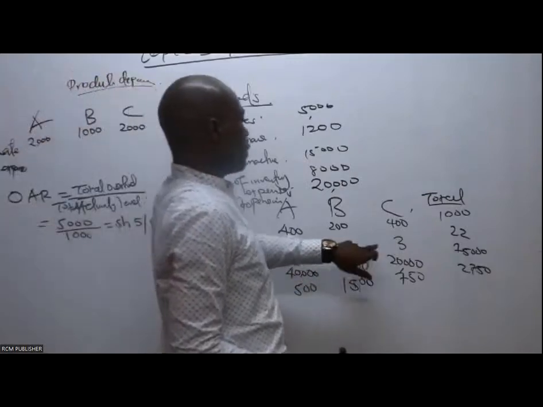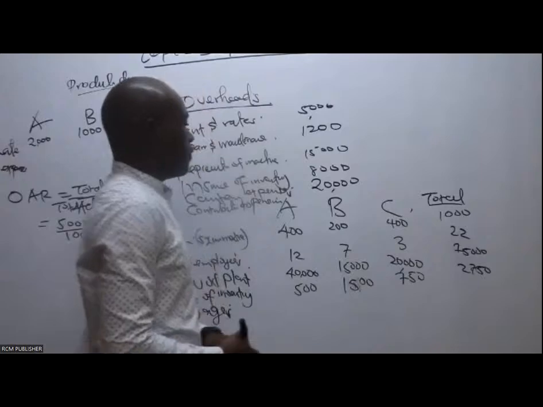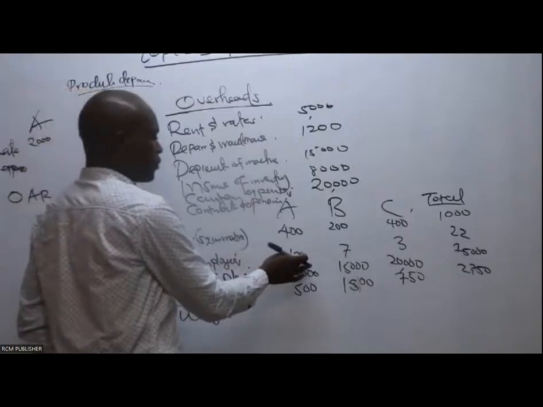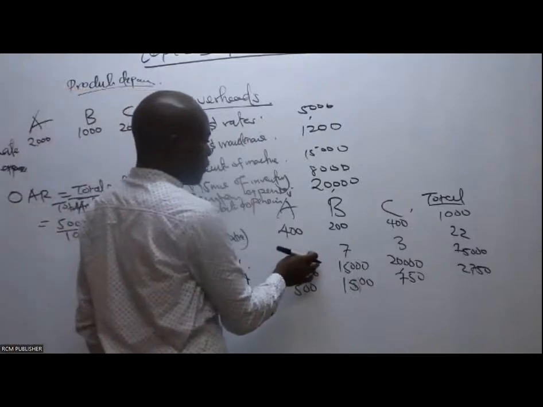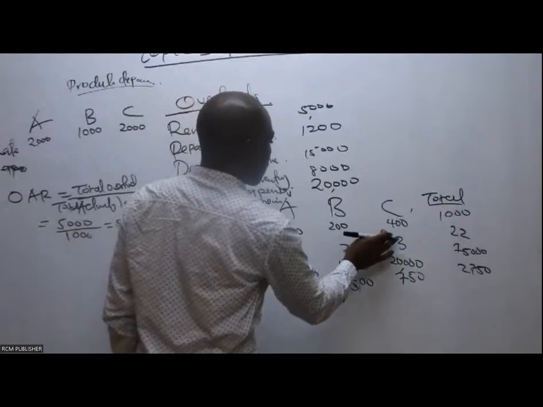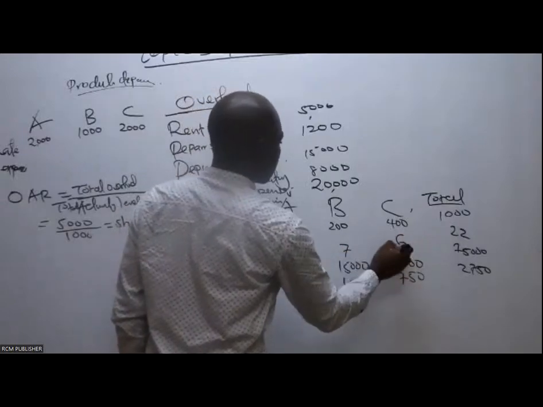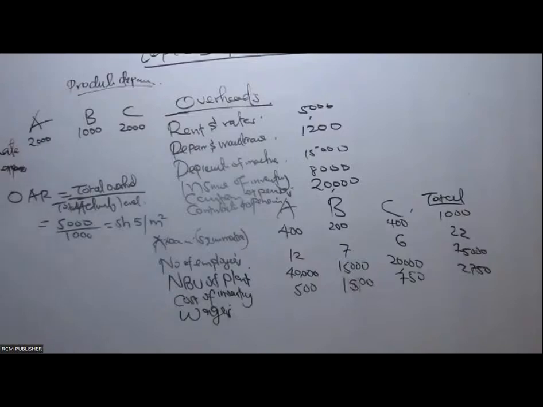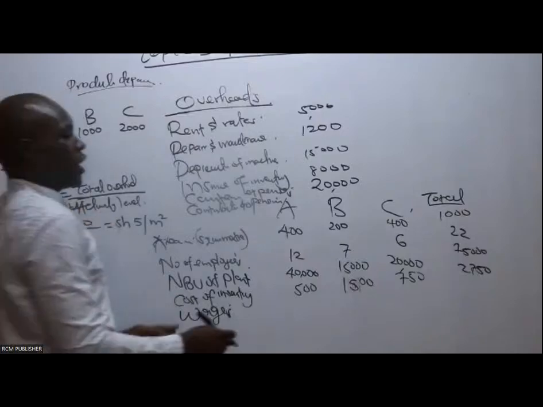12 plus 7 plus 3 plus 2 will give me 22. Or let me make this one here to be 6, for just some reason, so that the total is 25. Now we have 25 as the total here.